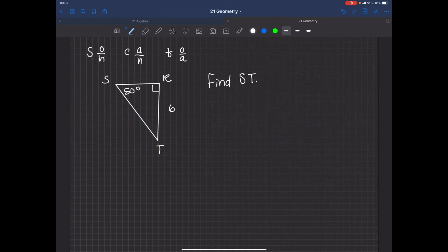I'm looking for ST, so that's going to be the hypotenuse. So because I'm looking for the hypotenuse, I'm going to use sine or cosine. I'm given the side across from 50, so I'm going to use sine. So that means it's going to be sine of S is equivalent to RT, which is the opposite, divided by the hypotenuse ST. So RT is also the opposite. So I know that S equals 50. I know that RT equals 6. And I'm looking for ST. So as I set this up, I'm going to work on the right-hand side.